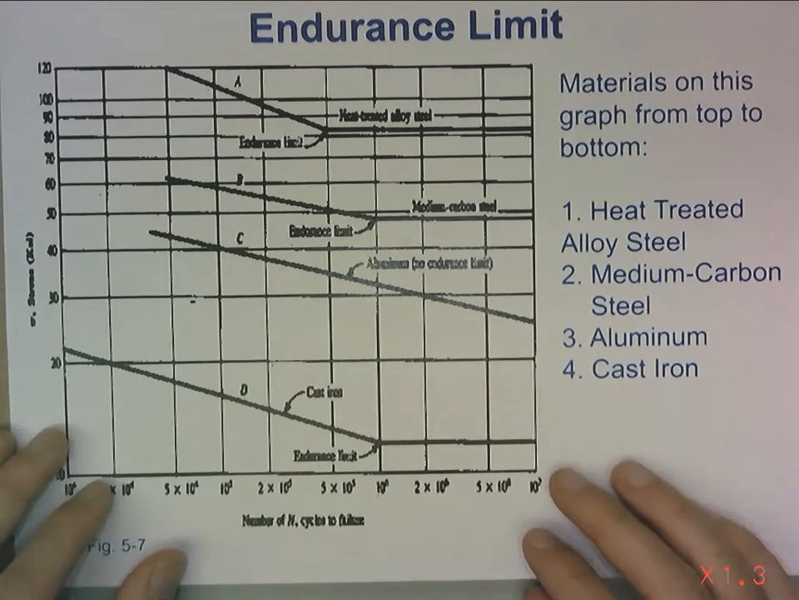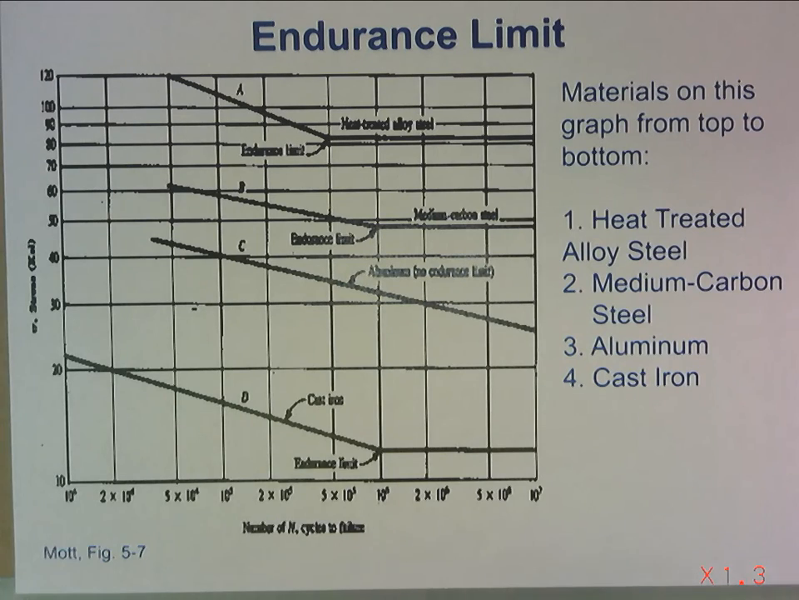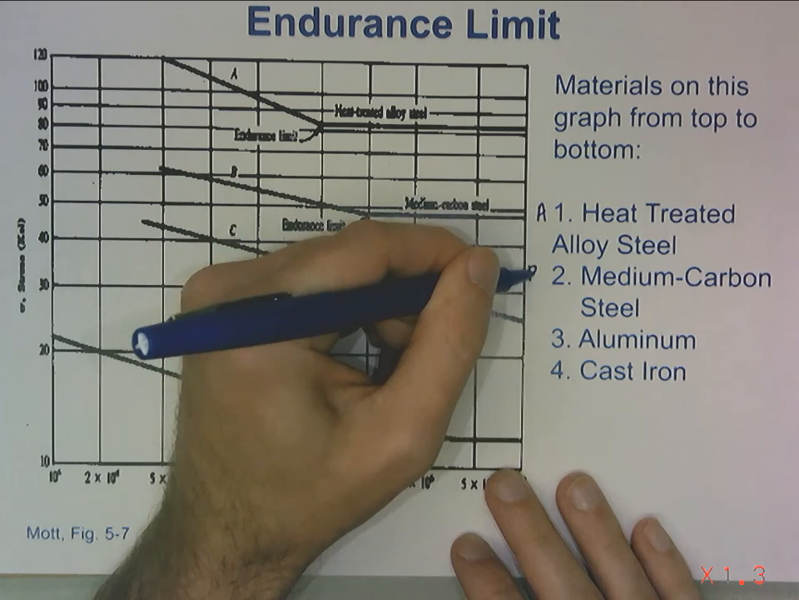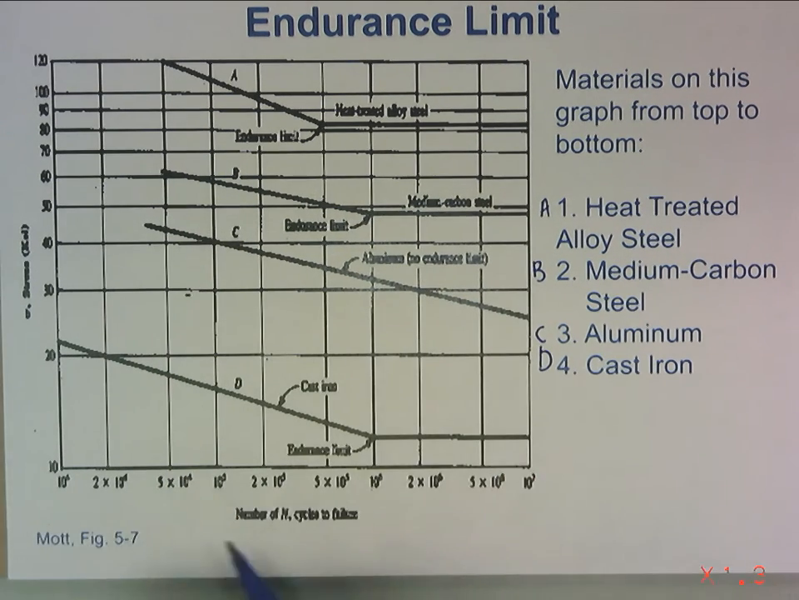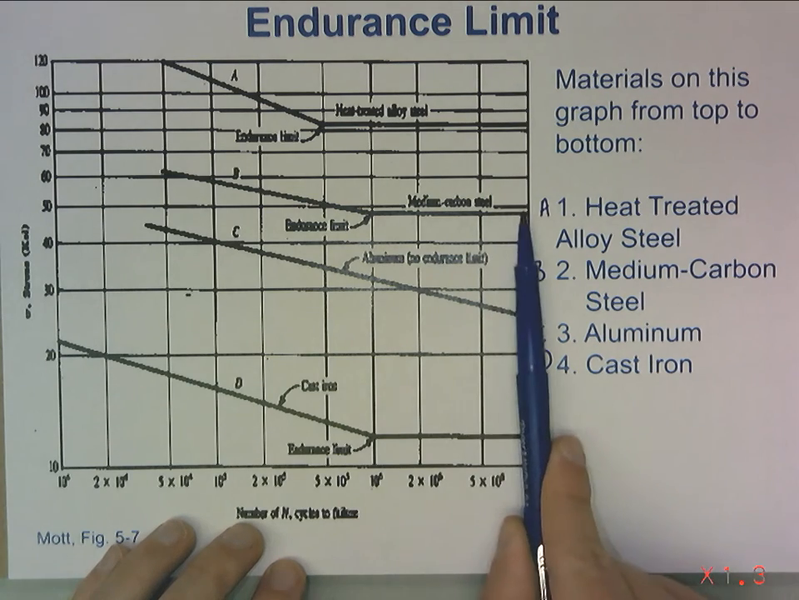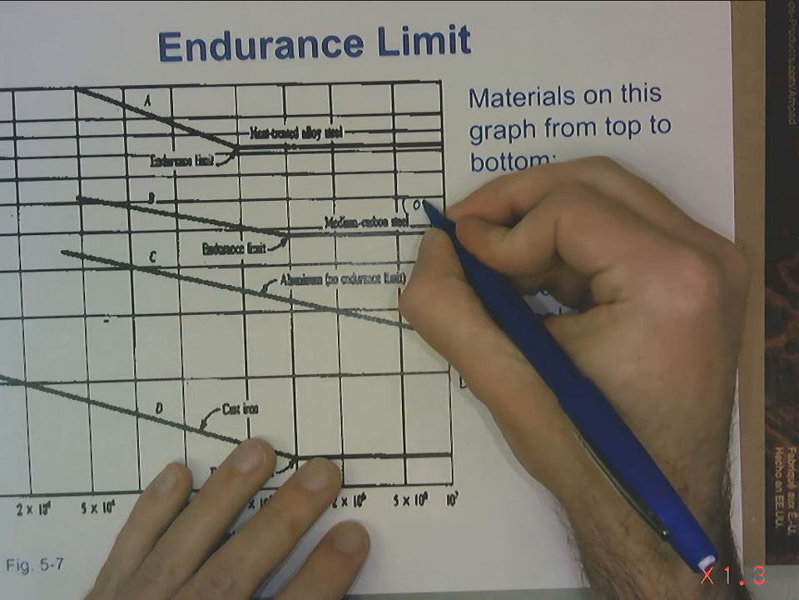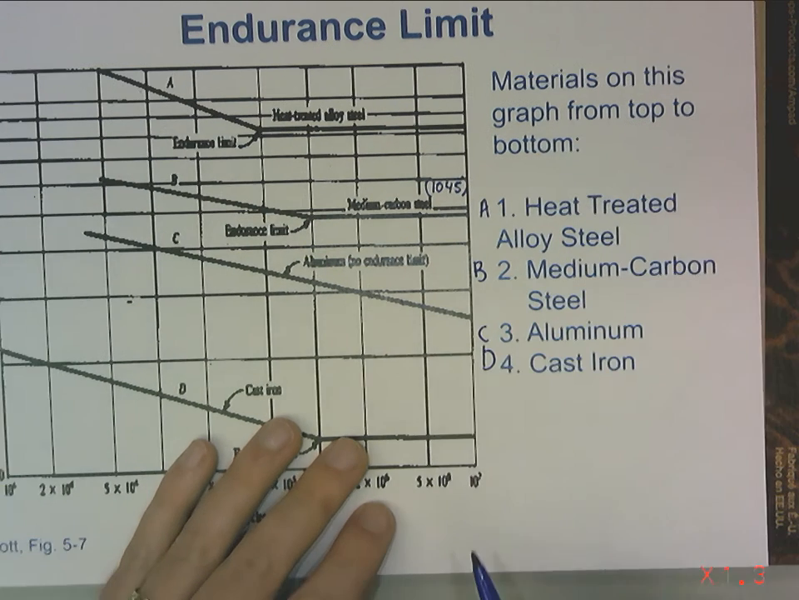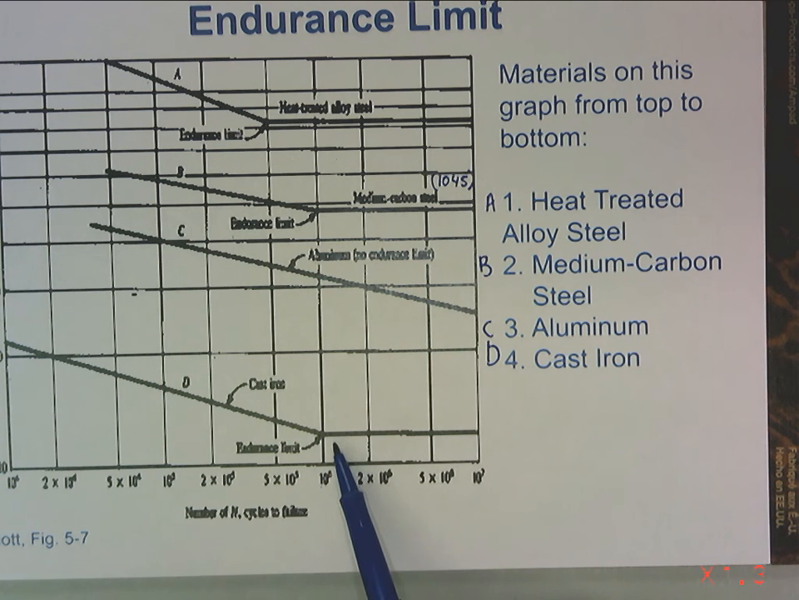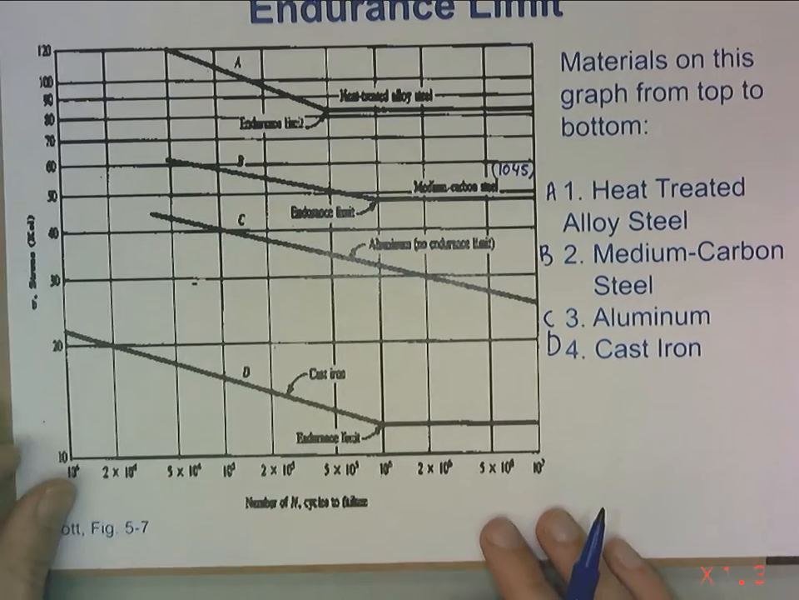Okay, let's get ready to wrap this up. Let's look at some data. This is not the greatest graph. So here I've got A, B, C, D, written off to the side. Heat treated alloy steel has a very high endurance limit relative to just a plain medium carbon steel. That'd be something like our 1045. Aluminum is labeled as not having an endurance limit. Cast iron, being an iron-based alloy, does have an endurance limit, but because of the nature of cast iron, it's a terrible endurance limit. So, just a relative comparison between materials.